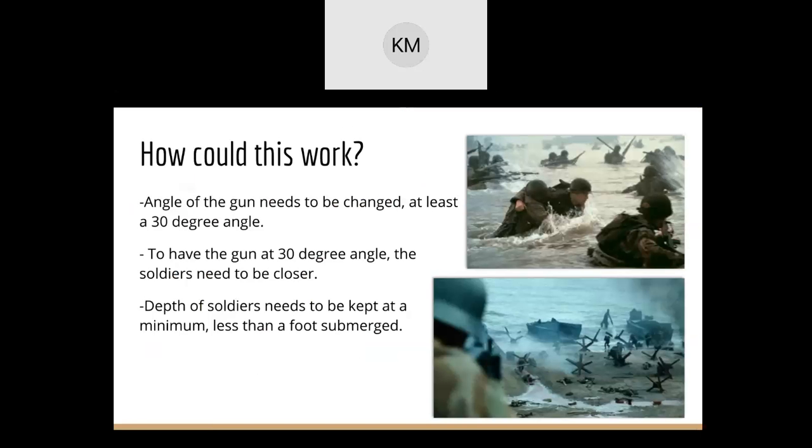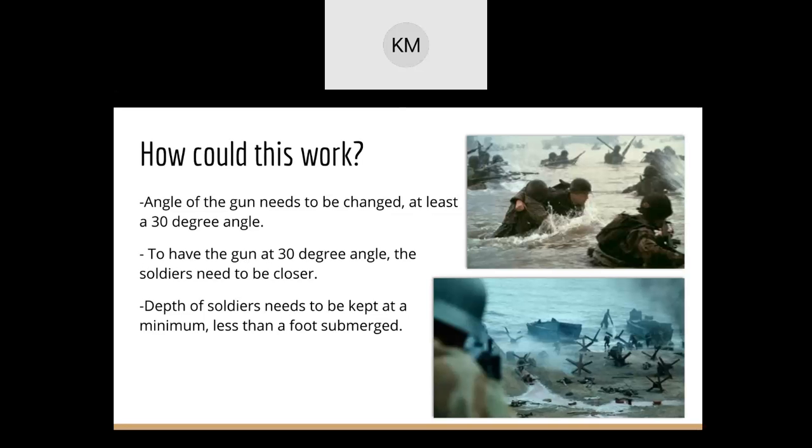So how could this have possibly worked? The angle of the gun needs to be changed. So we need to have it at least a 30-degree angle. And in order to do that, the soldiers needed to be significantly closer than they were. They were about 270 meters away shooting into the water. And at that point, the bullet has gone through the air, entered into the water at such a minor angle, and then actually has to push through the water and then into the soldiers, causing the lethal shot. And so that just wasn't possible.